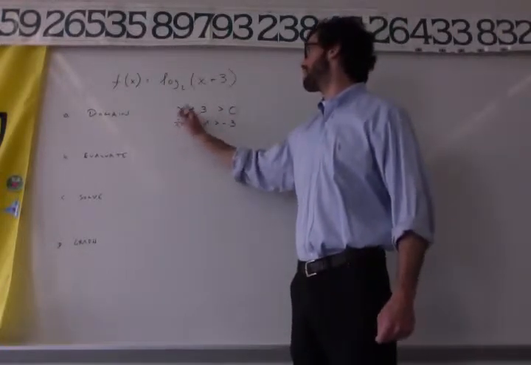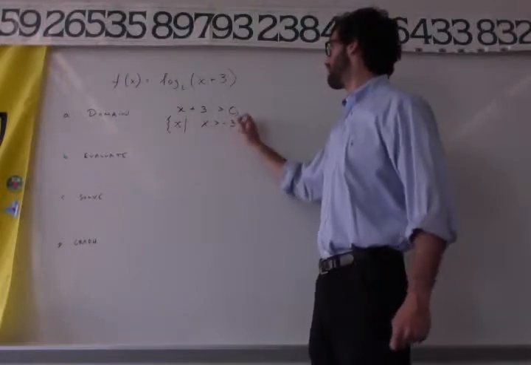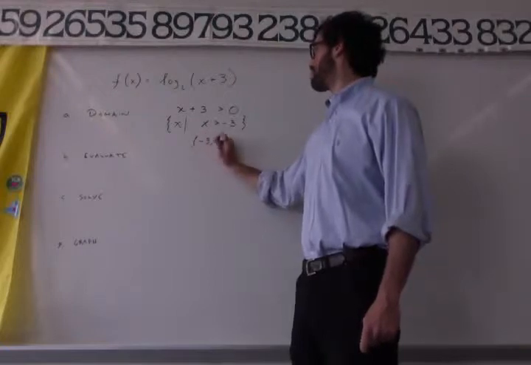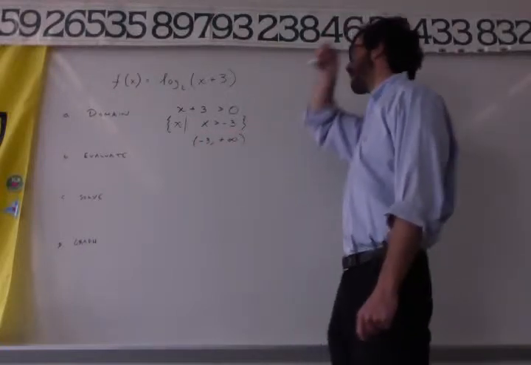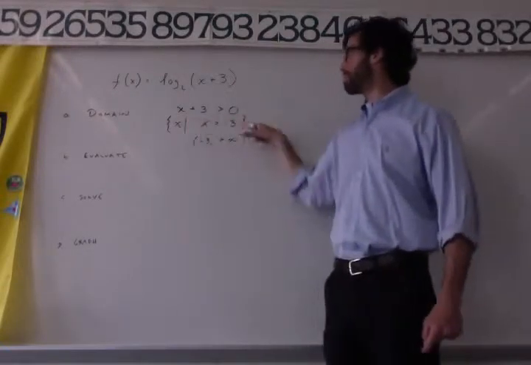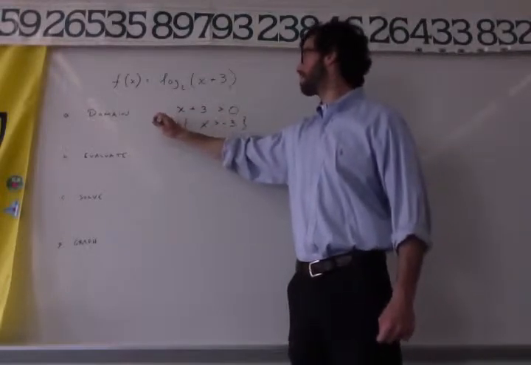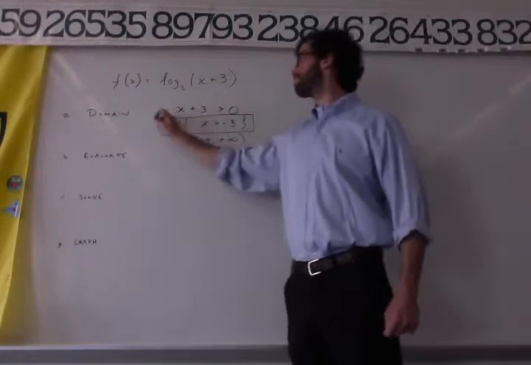If we want to be fancy, we can write it like this. This is set notation. We could also write negative 3 comma positive infinity, either way. But this is a little more common because you're always setting up and solving an inequality. So this is the answer. Now, why do we do that?